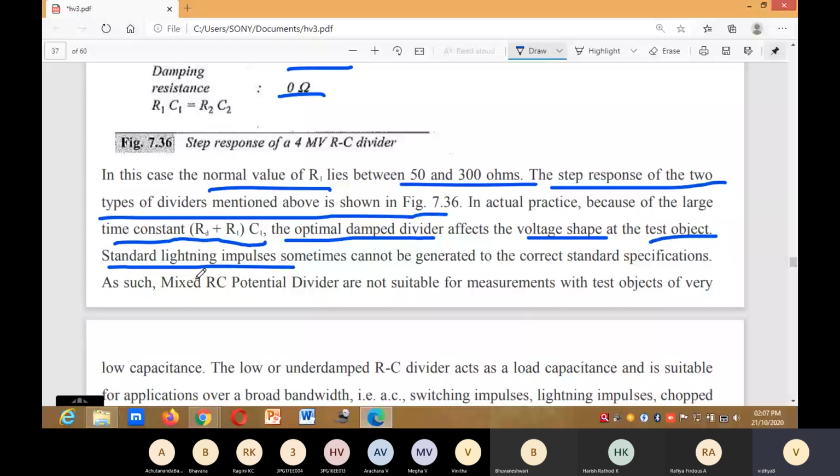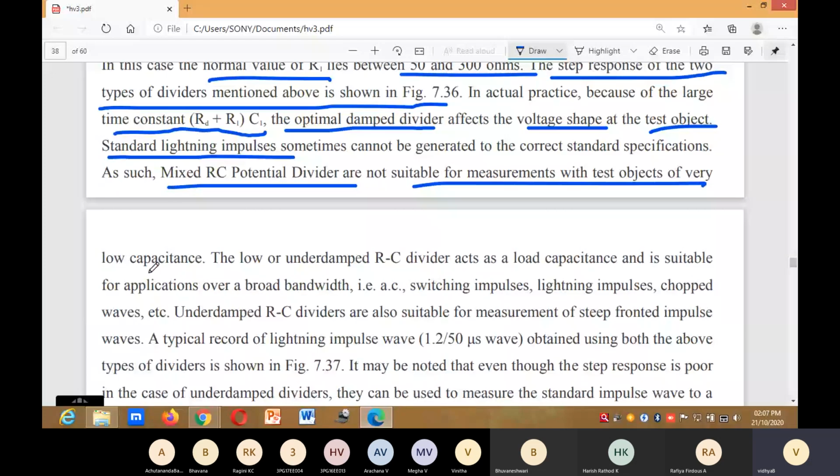Mixed RC potential dividers are not suitable for measurement with test objects of very low capacitance. You need to remember this: mixed RC potential dividers are not suitable for measurements with test objects of very low capacitance.